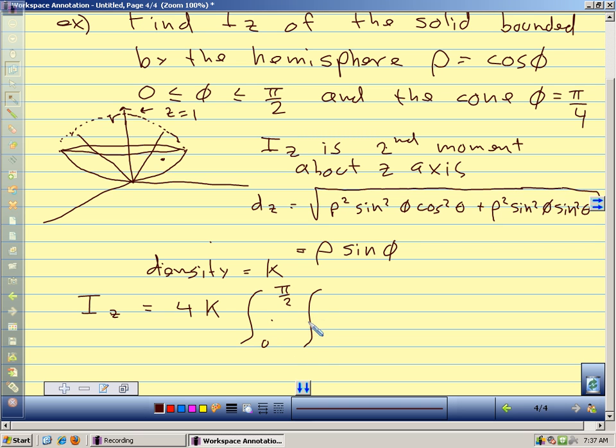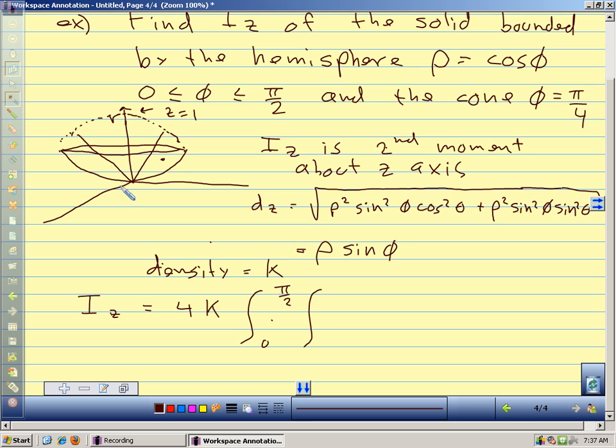Phi varies from 0 to pi over 4? No, we're on the edge of this cone. We're looking at the section between the cone and the hemisphere. So from pi over 4 down to the xy plane... wait, why would you go to 90 degrees, the xy plane? Because we're only looking at phi going from here down to the sphere.